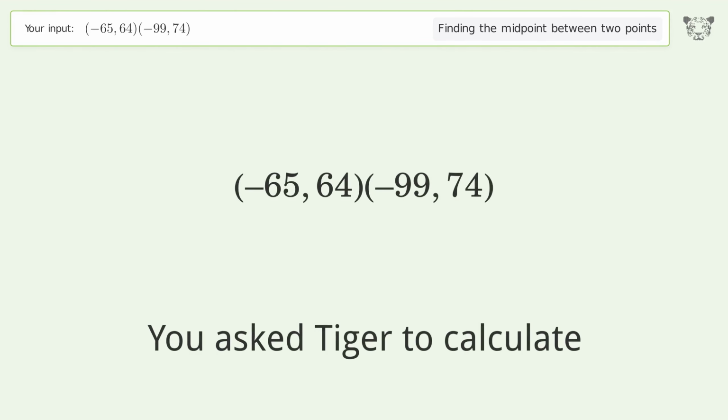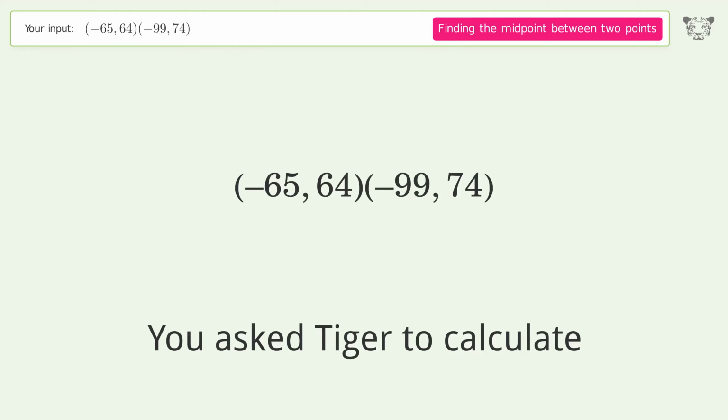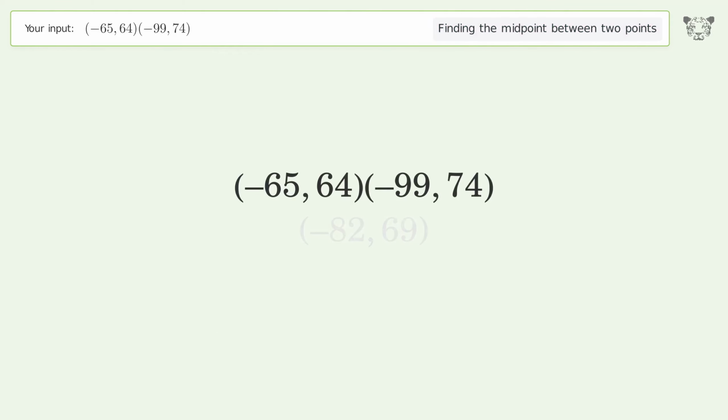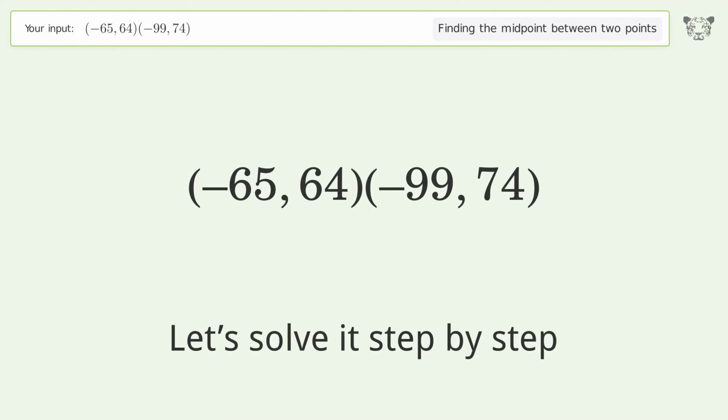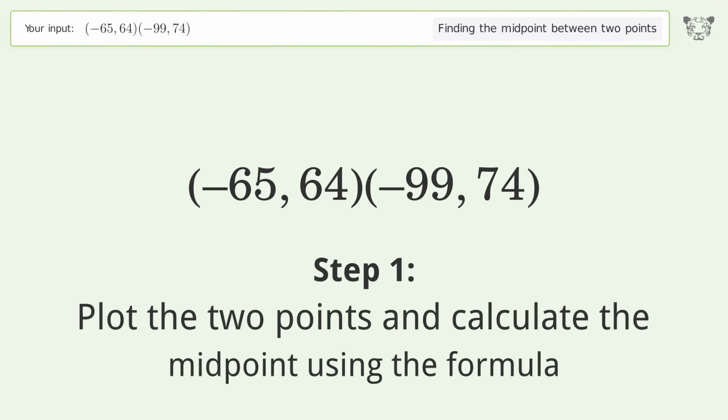You ask Tiger to calculate. This deals with finding the midpoint between 2 points. The midpoint between the 2 points is negative 82, 69. Let's solve it step by step. Plot the 2 points and calculate the midpoint using the formula.